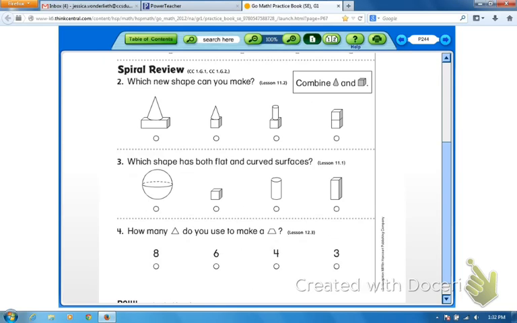And number 3, which shape has both flat and curved sides? That would be our cylinder. And number 4, how many triangles do you use to make a trapezoid? That would be 3 triangles. If your child needs to see that, drawing a trapezoid, then they would show that you would put 3 triangles in a trapezoid.